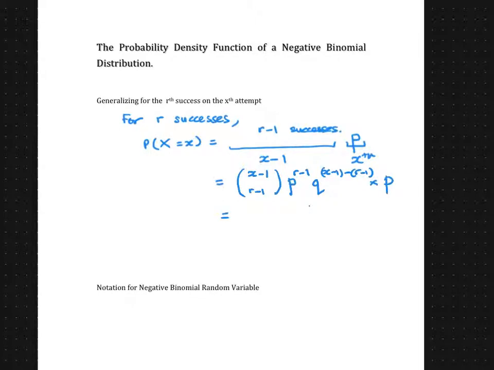And we can simplify these to x minus 1 choose r minus 1, p to the r, so you multiply p to the power of r minus 1 times p, and that is multiplied by q to the power of x minus r, where q is equal to 1 minus p. Note that the valid values of x will be starting from r, r plus 1, r plus 2, and so on.